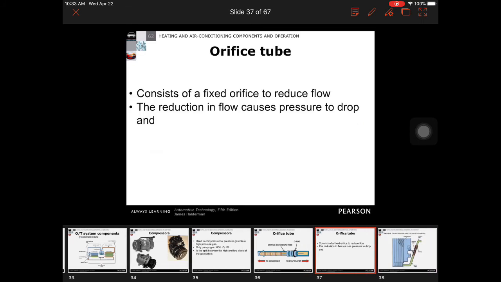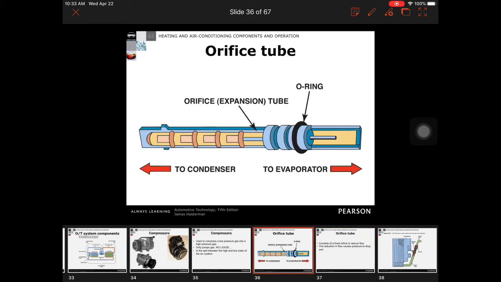So here on an orifice tube, it's going to consist of a fixed orifice. So it's got a fixed size hole to let a specific amount of Freon through it, okay? Now the reduction in flow is going to cause the pressure to drop. It's going to allow the pressure to drop and then turn that liquid, or allow it to expand into a gas, okay? Now if we think back to our latent heat demonstration, when it expands into a gas, it pulls some of that energy with it. And that is ultimately how the AC system is going to really do the cooling.